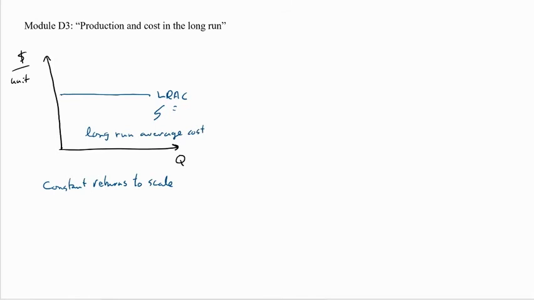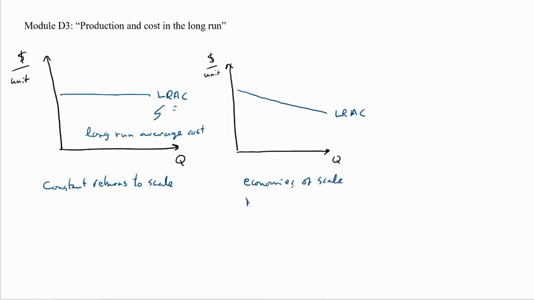In contrast to constant returns to scale, we might observe that as a firm adds capacity and gets larger and larger, what we might find is that costs come down per unit when we look at the long-run average costs, that by operating at scale, we get what we call economies of scale or increasing returns to scale.